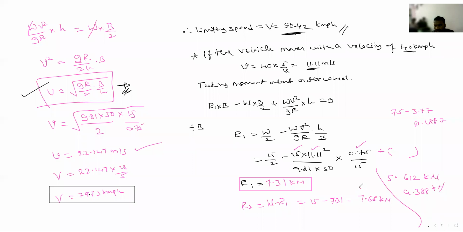Now tell me, the R1 answer is 0.18, right? No, 0.1887 is only this term. I want total: 7.5 minus this term, so that you will get 7.31. Okay, R1 is equal to 7.31 and R2 is equal to 7.68.